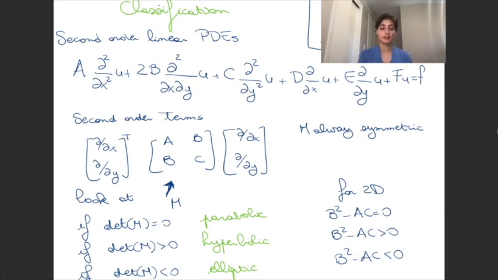If the determinant is equal to 0, then we're going to talk about parabolic PDEs. If the determinant is positive, we're going to talk about hyperbolic PDEs. And if it's negative, we're going to be talking about elliptic PDEs. We're going to explain further why these 3 distinctions matter. They hold in 2D. We're going to explain later how to extend it to higher than 2D.